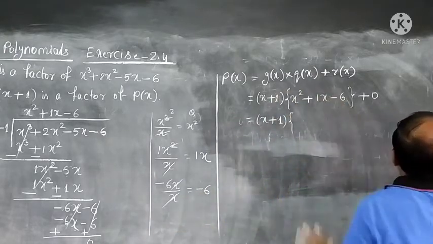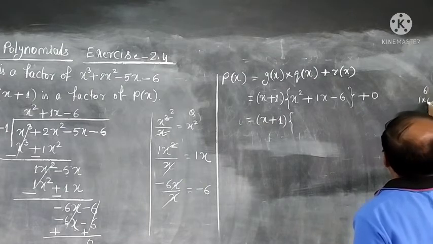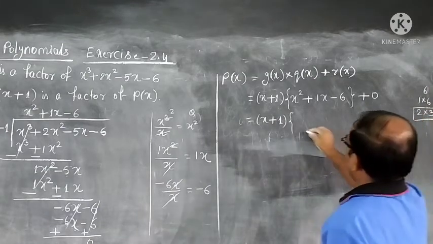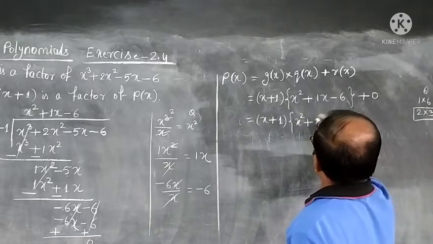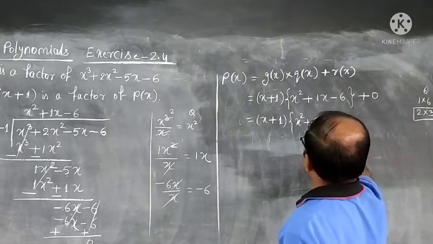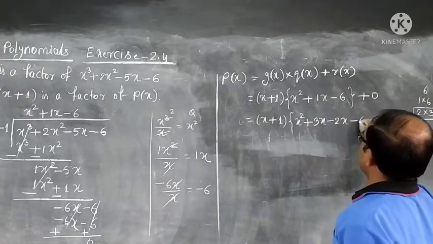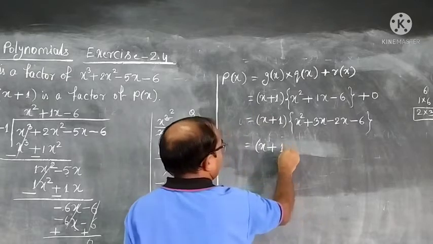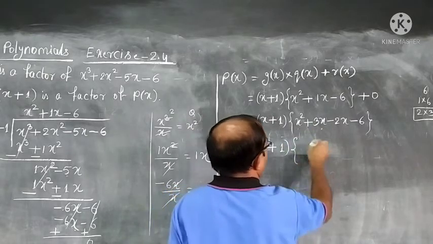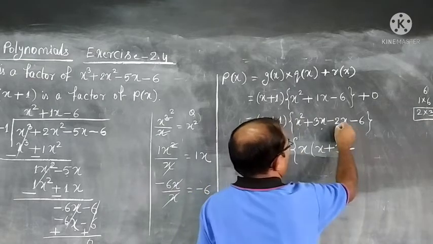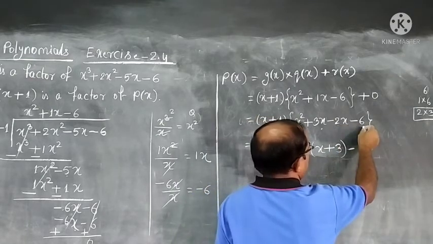1 into 6, 6 factors 1 into 6, 2 into 3, we need middle term 1. So, x square, what shall we do to get 1? 3 minus 2. So, 3x minus 2x minus 6. We get then x plus 1, taking common from first two terms x, x plus 3, minus 2 ones are minus 2, 2 threes are 6.